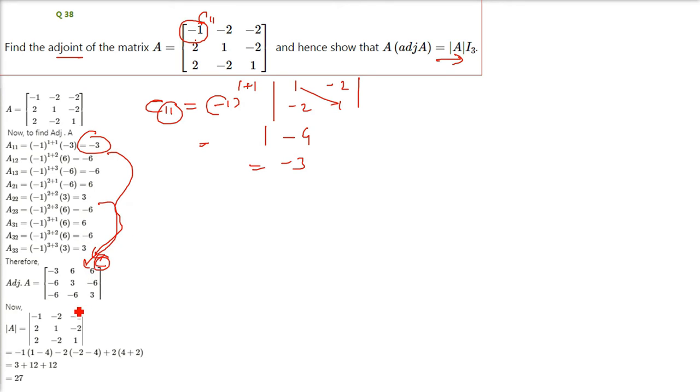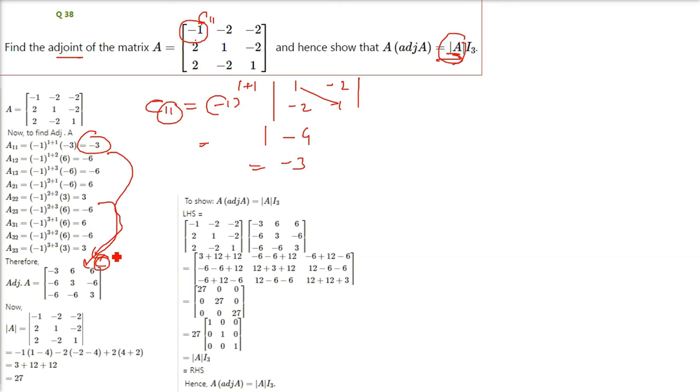Once you have computed the adjoint, now the determinant also you have to compute. Determinant is easy, this is a 3 by 3 matrix. You can easily compute it by expanding along any row or column. Then A is already there with you. You have to multiply it with adjoint A, which we have just computed, and this will be equal to determinant of A into I3. Why? Because in the result the diagonal has 27. Once you take the 27 outside, it will be the identity matrix. So this 27 is nothing but the determinant of A. So you can easily say that A into adjoint A is equal to determinant of A into I3. That is your final result.